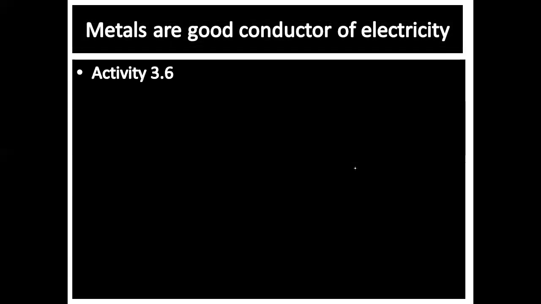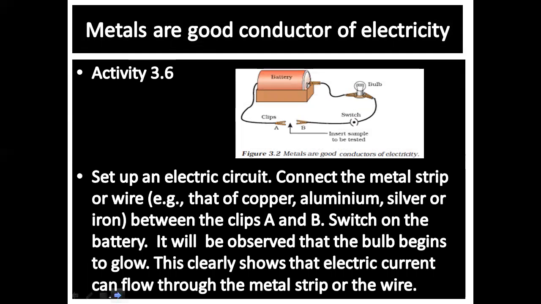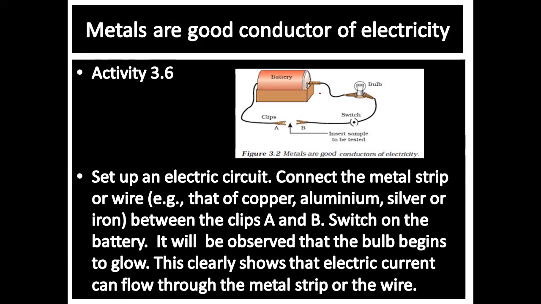Metals are good conductors of electricity. For this, set up an electric circuit. Connect a metal strip or wire between the clips A and B. Switch on the battery, it is observed that the bulb begins to glow. This shows that electric current can flow through the metal strip or wires, meaning metals are good conductors of electricity.